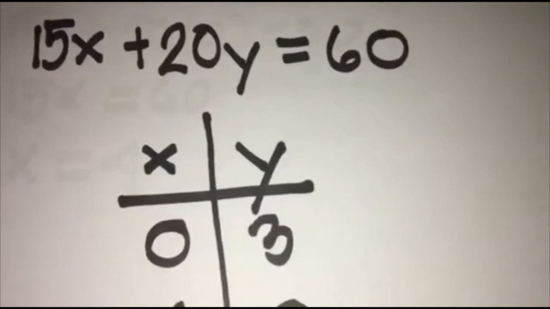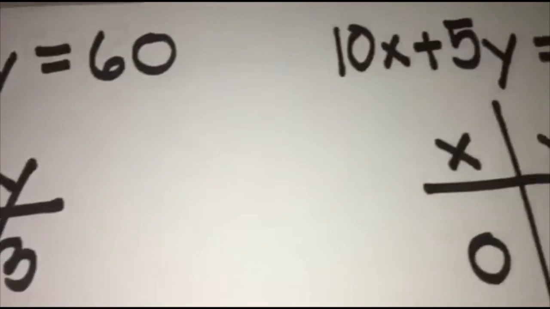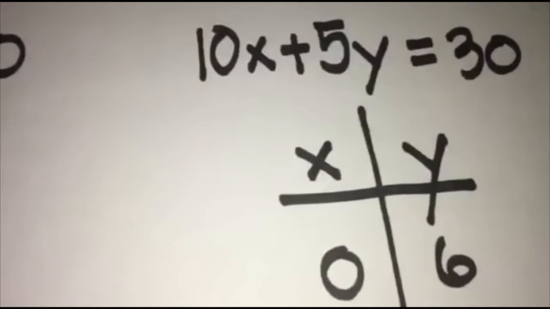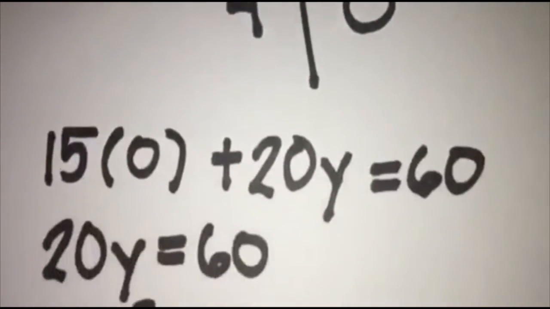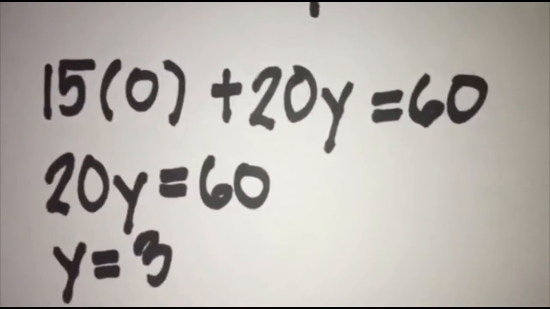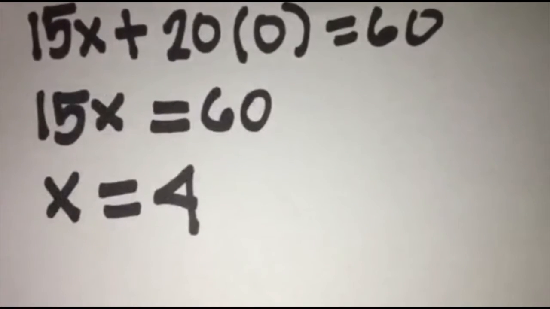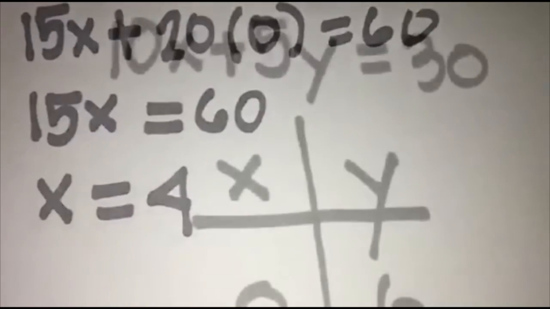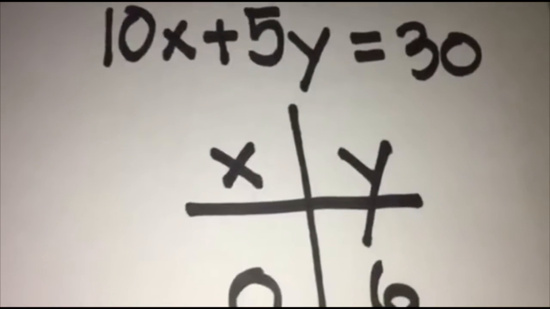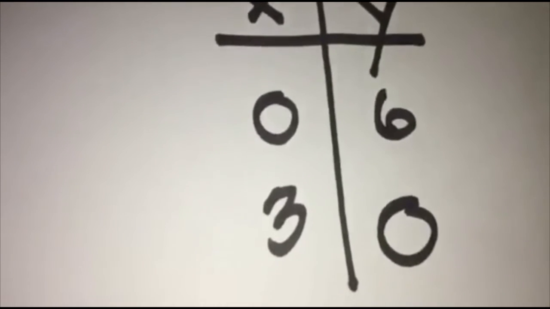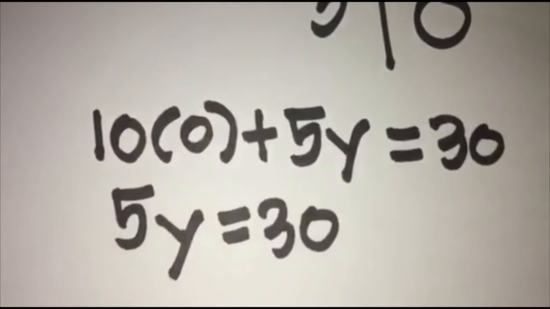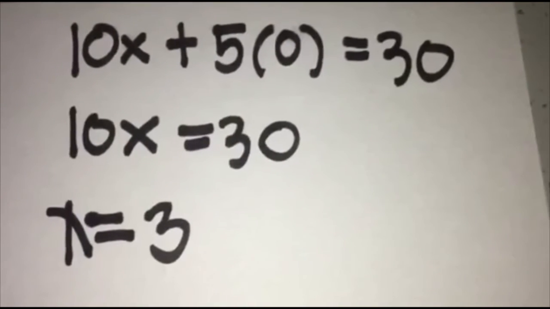For the equations 15x plus 20y is equal to 60 and 10x plus 5y is equal to 30, we get the points by getting the x and y intercept, where x would be equal to 0 and y would be equal to 0. If x is 0, y would be equal to 3, and if y is 0, x will be equal to 4. For the equation 10x plus 5y is equal to 30, we get their x and y intercept as well. So if x is equal to 0, y would result to 6, and if y is 0, x would result to 3.